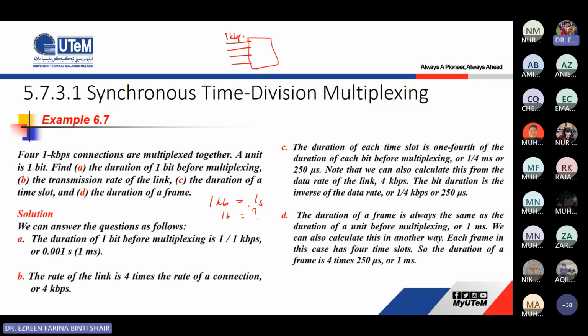So 1 kilobit is 1 second, so 1 bit is 1 divided by 1K. So you should get 0.001 second. So this is the answer for A. The question actually asks you the duration for 1 bit. Do you understand?